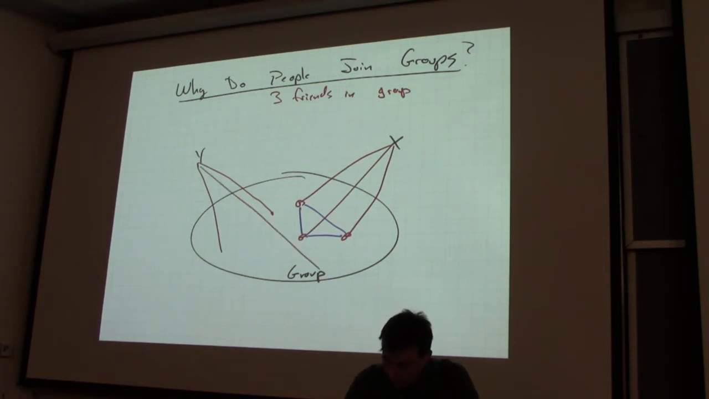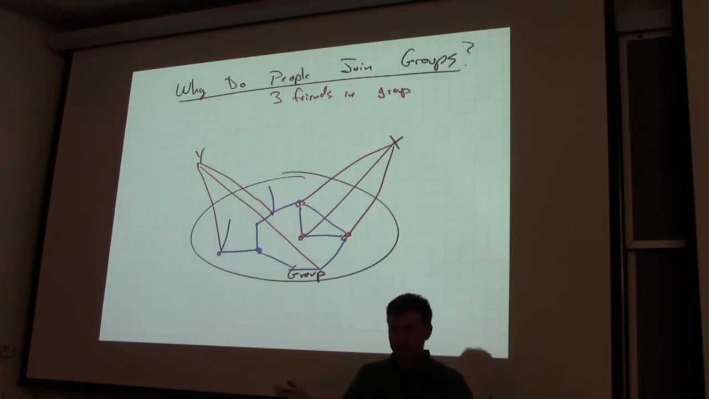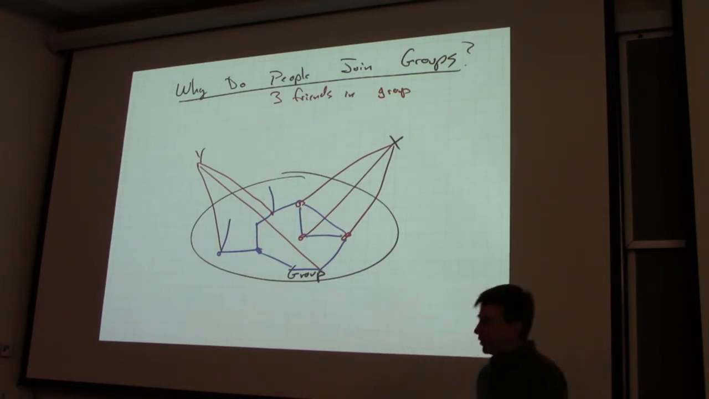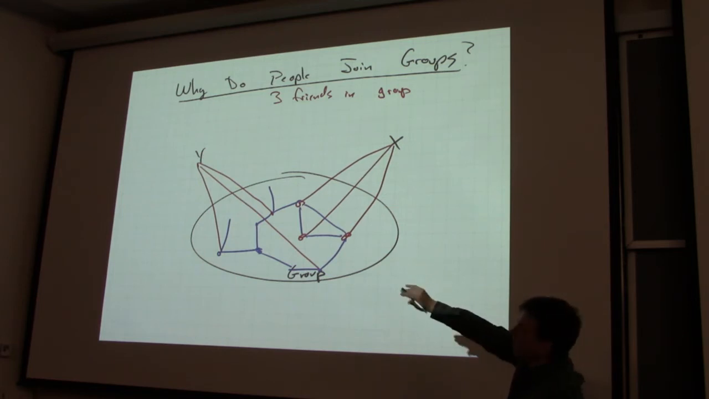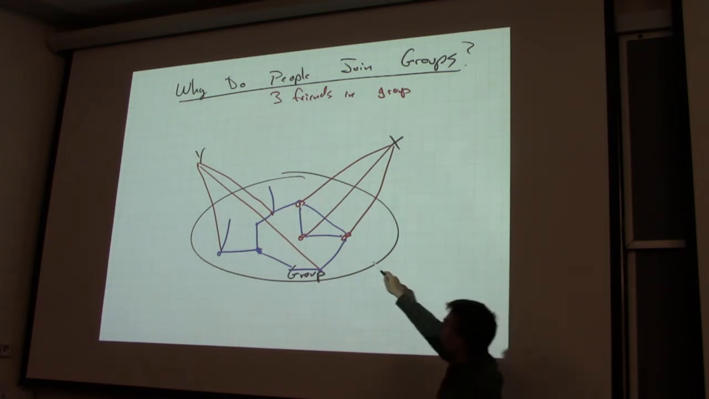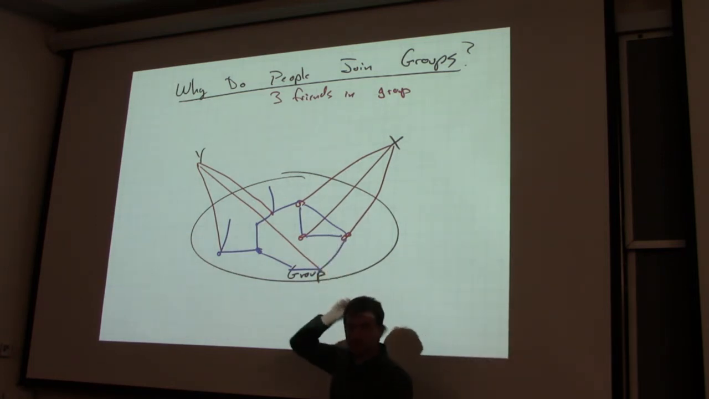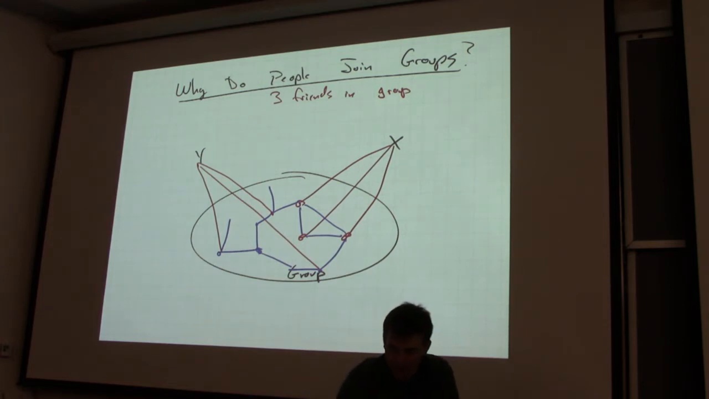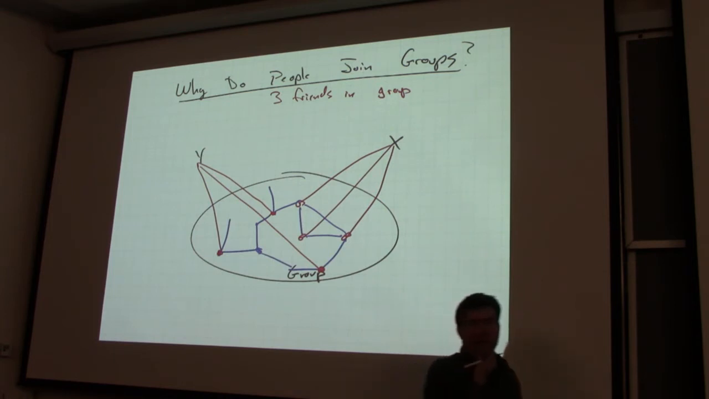Okay? But these friends are not connected to each other. And it could be that the average degree of the friends inside the group is the same. Everything is the same except Yolanda's friends are kind of disparate parts of the group, where Xavier's friends are all part of kind of a sub-clique within the group. Okay, so who is more likely to join the group?